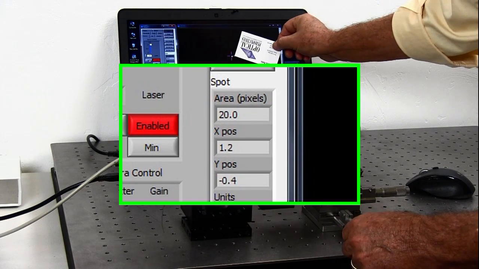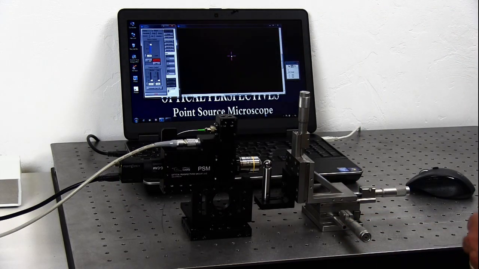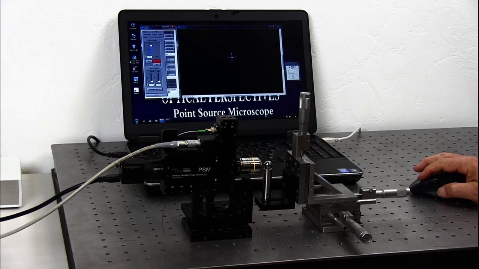This completes the demonstration of centering the PSM on an alignment ball center. Now you can proceed to viewing the measuring a radius of curvature video.